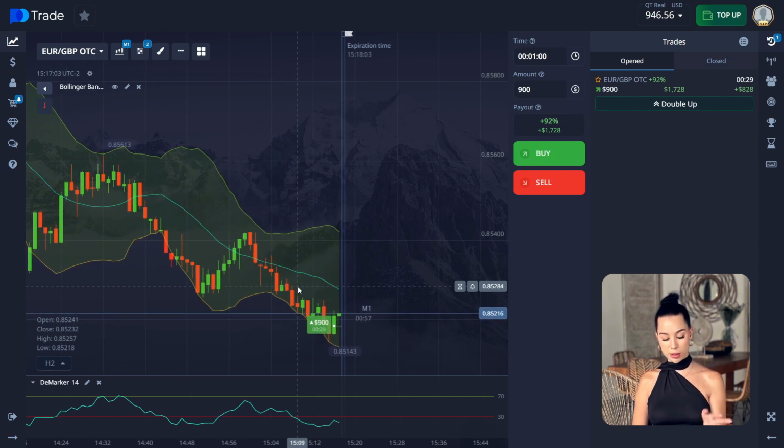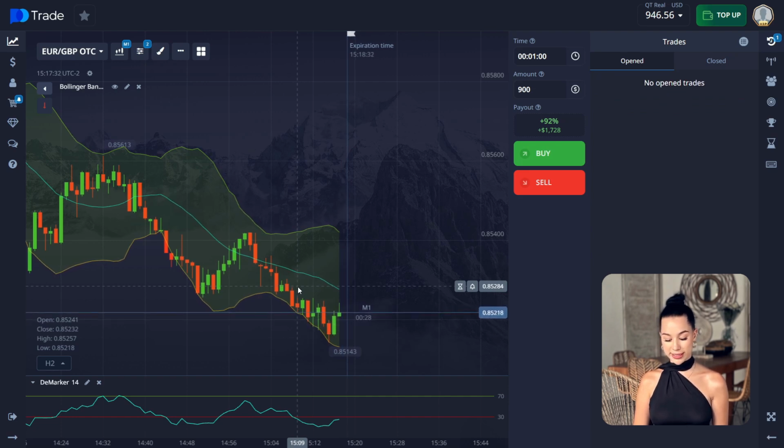Also, one of the big questions is how to use the Bollinger Bands, right? The Bollinger Bands consist of a middle band, typically a 20-day moving average, and two outer bands that act as price targets for the upper and lower bounds of the market. So when price reaches the upper band, it is considered overbought, and when price reaches the lower band, it is considered oversold. 6, 5, 4, 3, 2, 1, and we close this trade successfully.